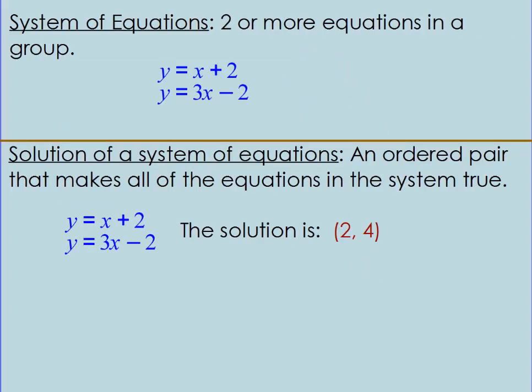Let's talk about what a system of equations is. And that system of equations, it's just two or more equations in a group. And in our case, it's going to be two most of the time. It might get up to 3 in Algebra 2. But just two equations together.